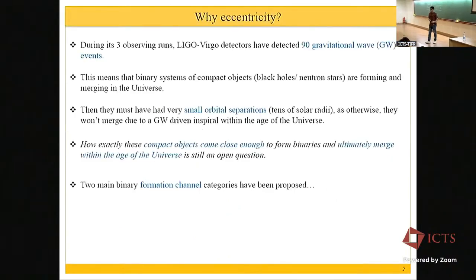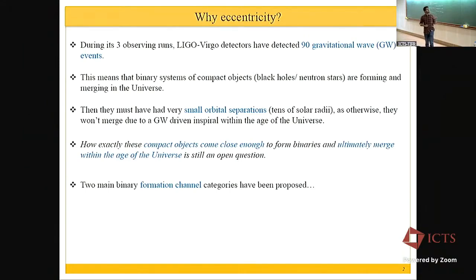So, okay, why would we like to detect orbital eccentricity? This is something that I'll explain in the next 2, 3 slides. So, during its 3 observing runs, LIGO Virgo have observed about 90 gravitational wave events. And as we know, these gravitational waves are being generated due to the gravitational wave driven inspiral of compact objects, which we believe are black holes or neutron stars.